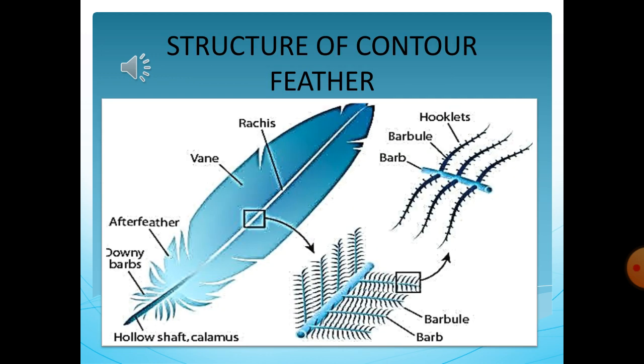Structure of contour feather. A contour feather consists of a vane. The vane you can also easily see in this picture. The vane originates from the shaft. These shafts are divided into different branches called barbs, and these barbs further divide and form small barbules. These barbules are interlocked by hook-like structures called hamuli. Why are hamuli present? Because the interlocking of the barbs keeps contour feathers firm and smooth.